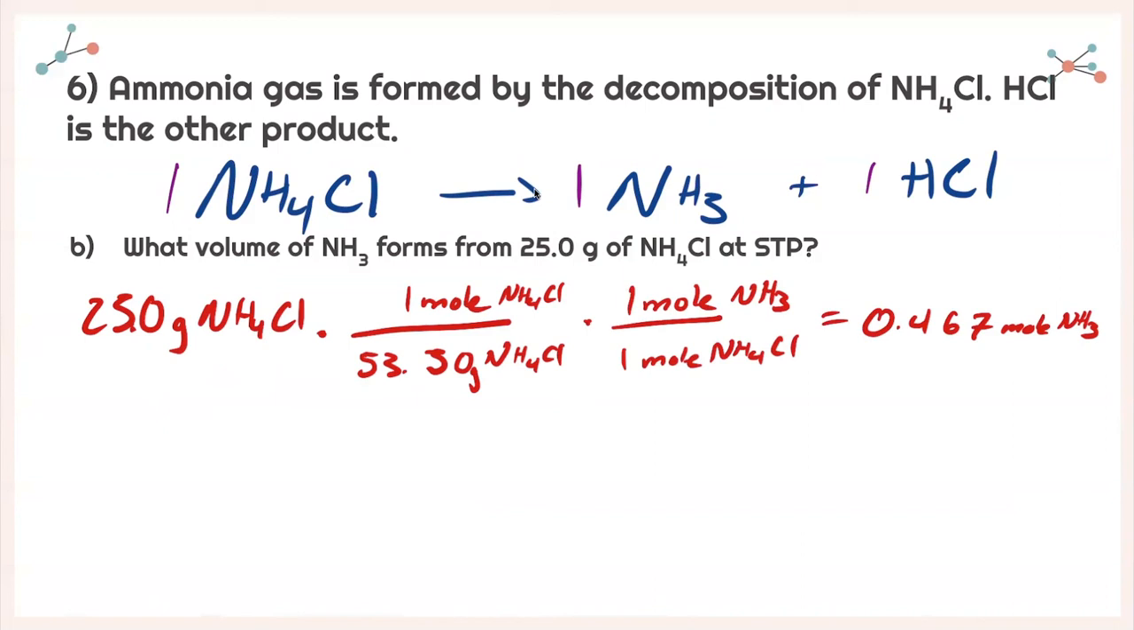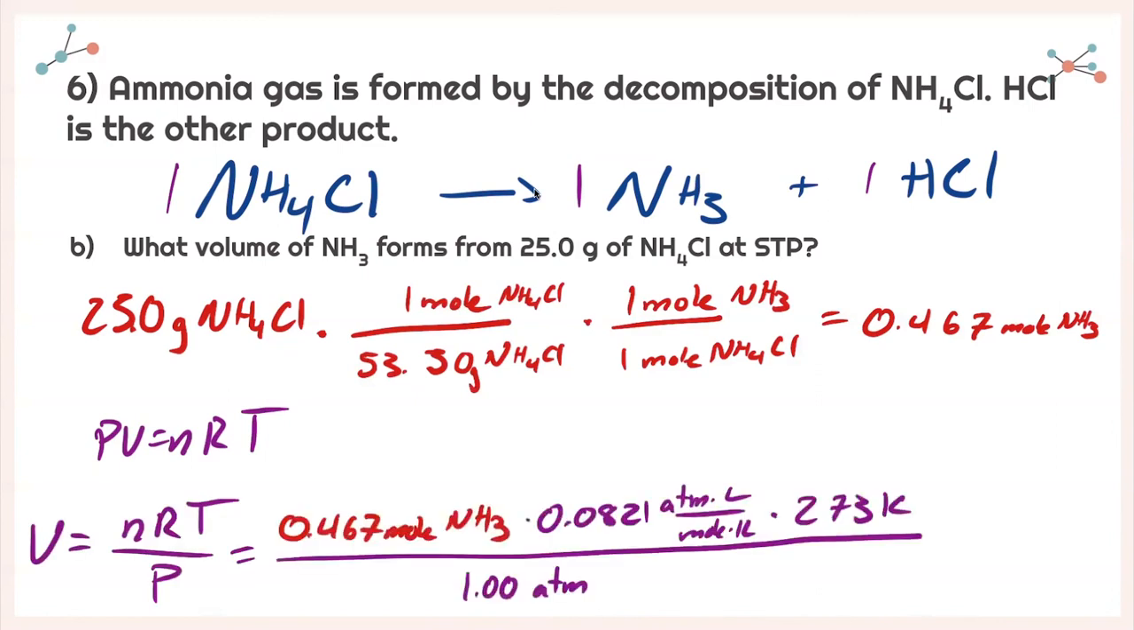I have moles. I can find my volume using my ideal gas law. Rearranging my ideal gas law to find volume, I can plug everything that I have in already. My number of moles I just solved for. We're at standard temperature and pressure, so I'm going to use my R constant for atmospheres. Temperature is going to be 273 Kelvin, and my pressure is 1.00 atmospheres. And that gives me a volume of 10.5 liters.